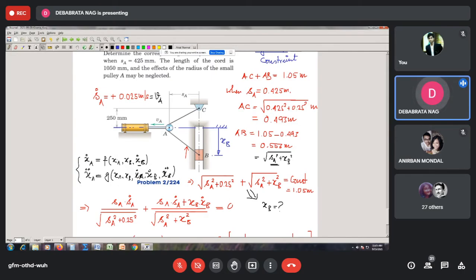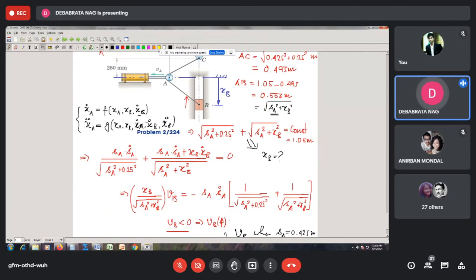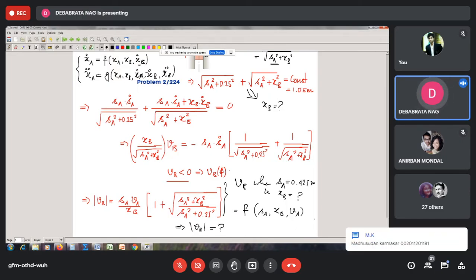It may depend upon the positions of these two variables, like in this present problem. See here, the velocity of block B is a function of how many variables? You see, it is a function of SA, that means XA, then it is a function of xb, then it is a function of your va. So you see, one velocity depends upon so many parameters.